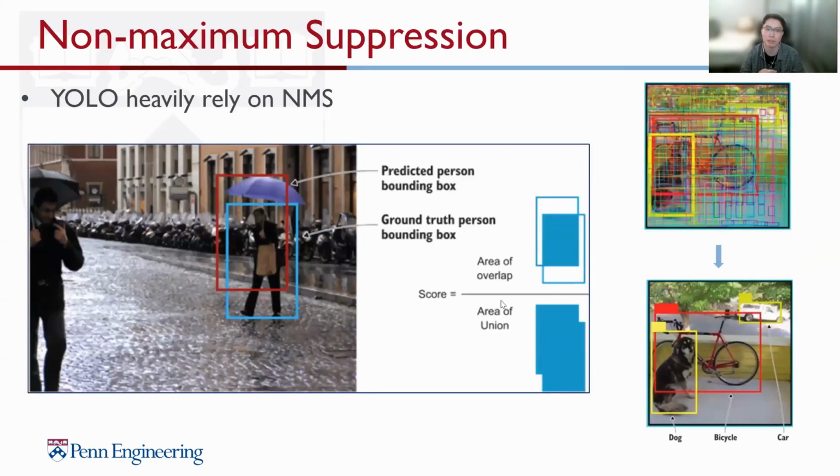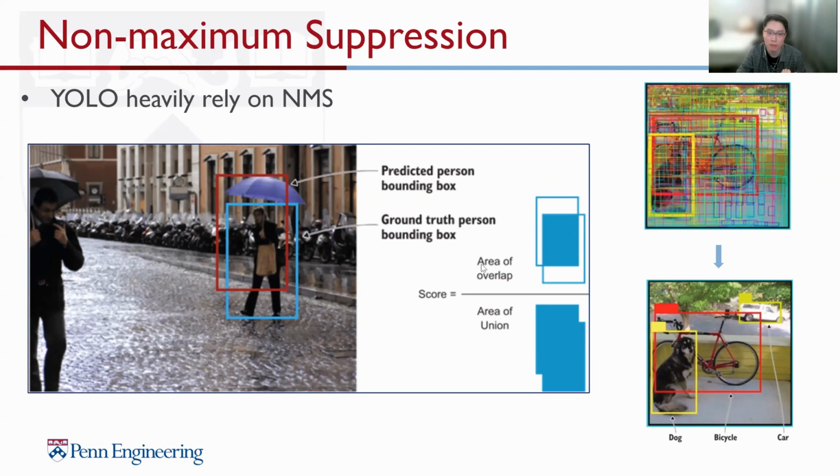Another limitation is that we just said there is a threshold on confidence, right? But sometimes it's not enough. Maybe this bounding box comes from this grid, and this bounding box comes from just a neighbor grid. They're actually detecting the same thing, but there are two bounding boxes. So we have to do this non-maximal suppression to select which one is the best bounding box.